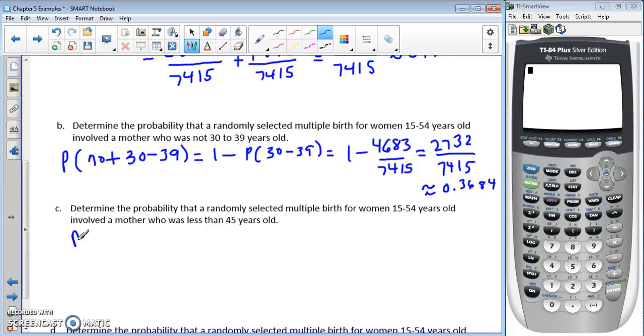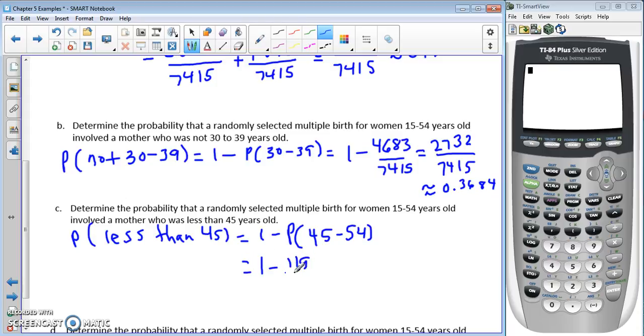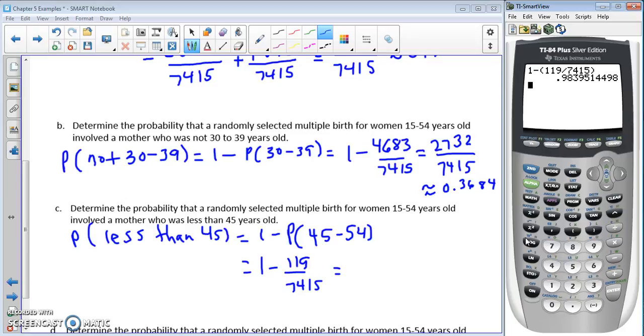All right, so we're going to do less than 45. So we're going to do 1 minus the probability that they're 45 to 54. That's going to be the easiest way to do that. So 1 minus 119 over 7415. Again, 1 minus parenthesis 119 over 7415. Enter, math, enter. There's our fraction answer.